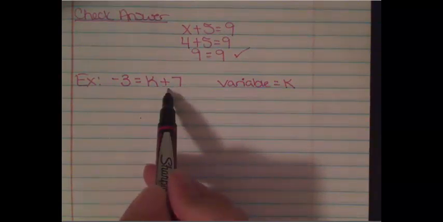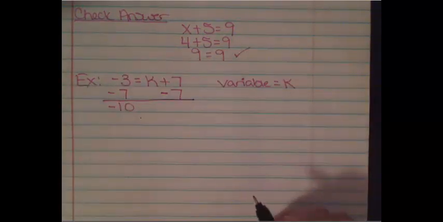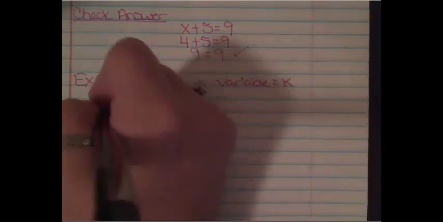So again, think of it in terms of opposites. The opposite of addition is subtraction. So we need to subtract 7 from both sides. So negative 3 minus 7 will give us a negative 10. And that equals k. So our answer is negative 10.